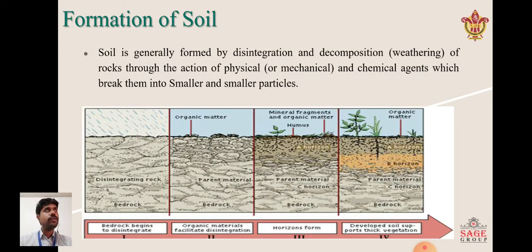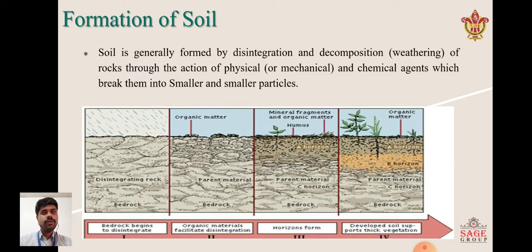Next is formation of soil. As we all know, soil is formed from disintegration of rocks. So, how the soil is formed, we will discuss here. Soil is generally formed by disintegration and decomposition, known as weathering of rocks, through the action of physical or mechanical and chemical agents which break them into smaller and smaller particles.